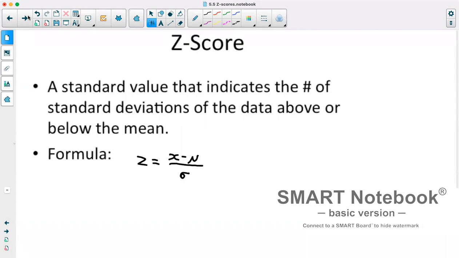So to calculate a Z-score, which is a standard value that indicates the number of standard deviations of the data above or below the mean, we have a formula: Z, or Z-score, is equal to our data point minus our mean, divided by our standard deviation.